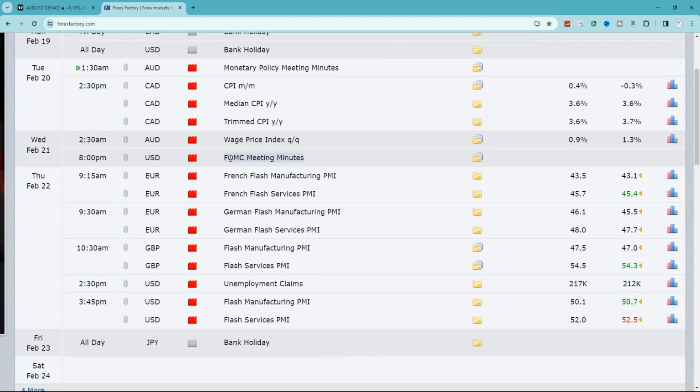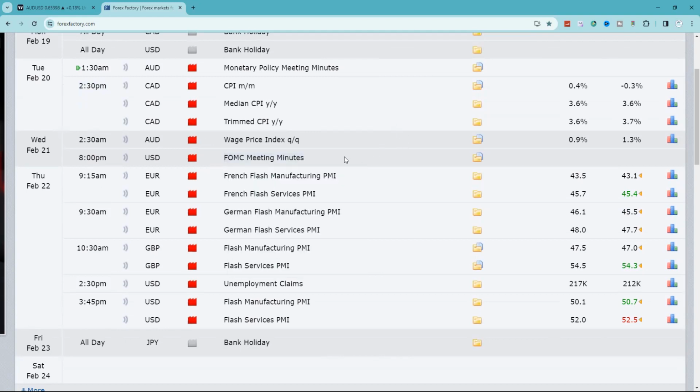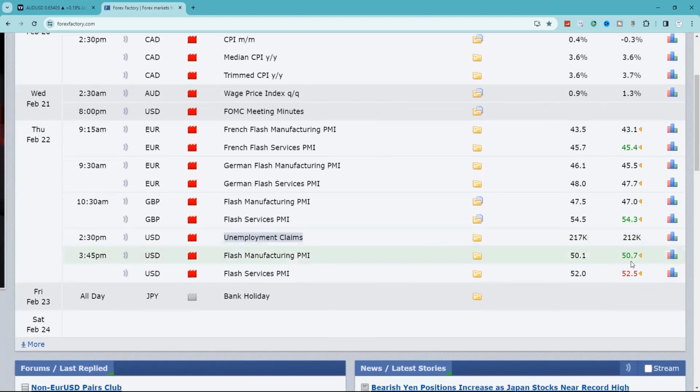From next week, we will begin to see more of the FOMC data and other data in preparation for NFP. Then on Thursday, we're going to be experiencing PMI reports coming out from Europe, Great Britain, and last but not least the US as well. We will be expecting both the manufacturing and flash services PMI data, also by 2:30 p.m.